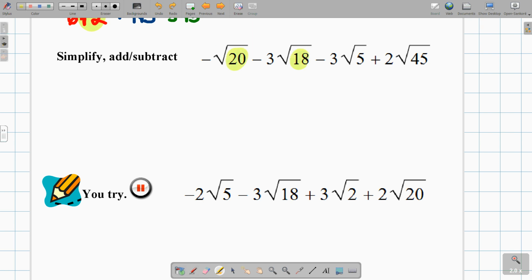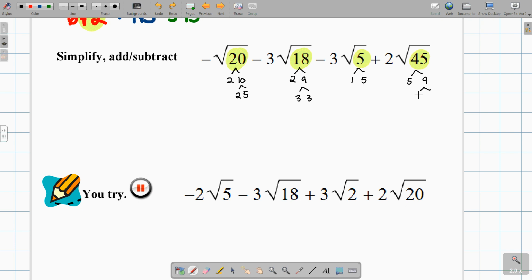Watch very, very carefully. Ready? So right here, there is a pair of 2's. We're going to bring it out. Technically, what's there is a 1. So 2 times 1, that's going to become negative 2, and then the 5 remains, root 5.